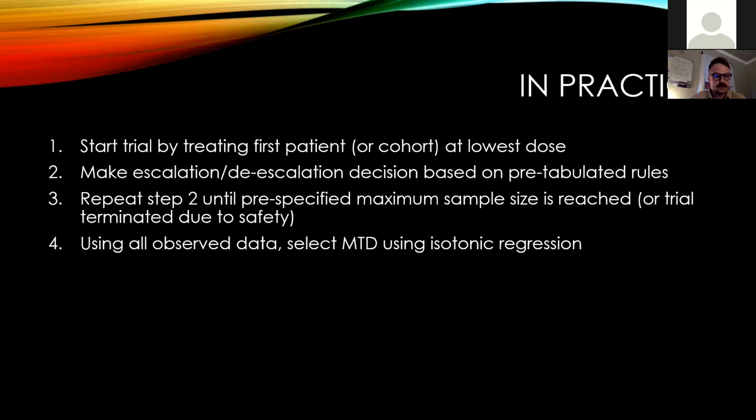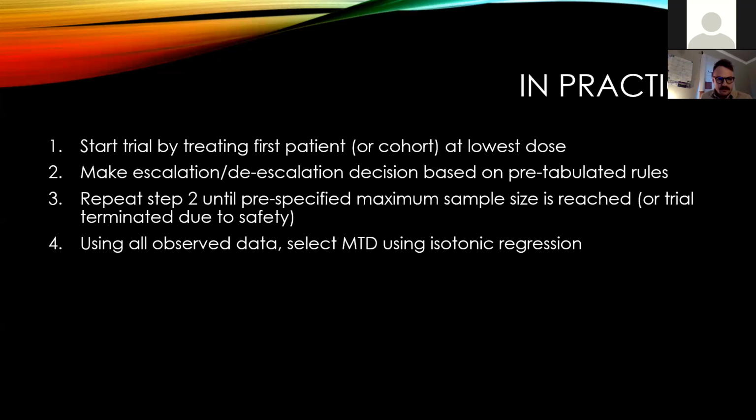And then finally, once we have all the observed data, we can select our MTD using isotonic regression, where isotonic regression just operates by first identifying the doses where the dose toxicity monotonicity assumption is violated, and then adjusting the DLT estimate of these violators such that the final estimate of the DLT rate increases with the dose. So essentially, like I said, just applying the thought that as a dose increases, it's going to get more toxic, but it's also going to have a higher efficacy, hopefully.